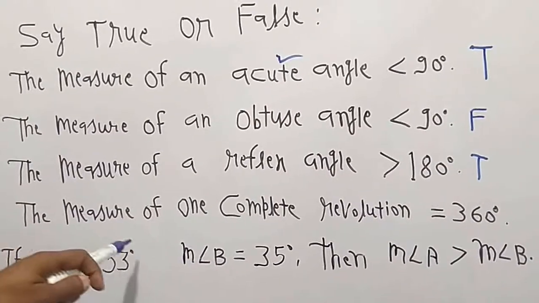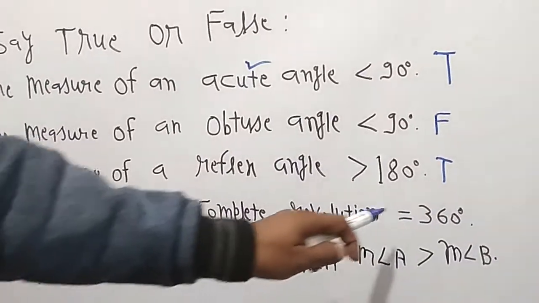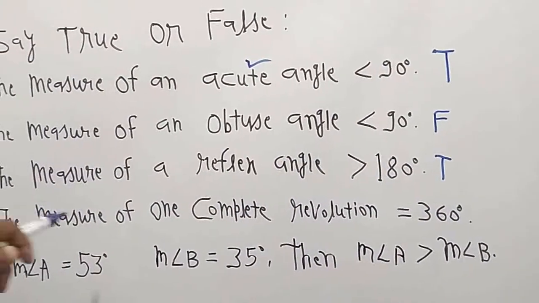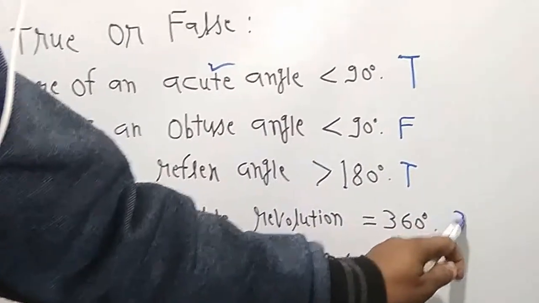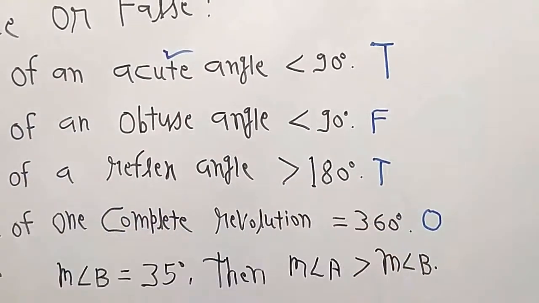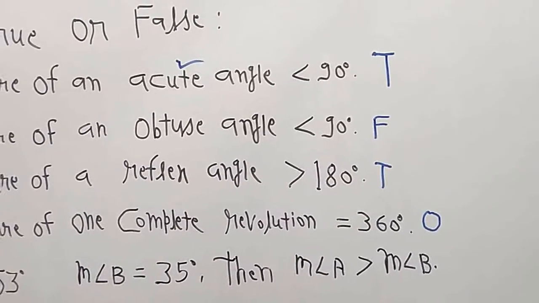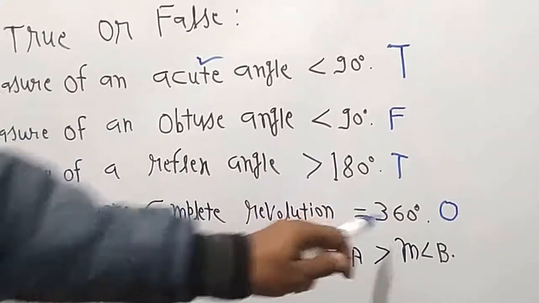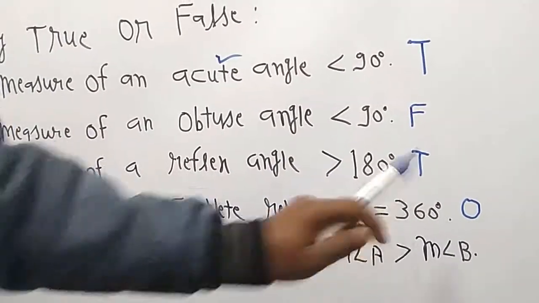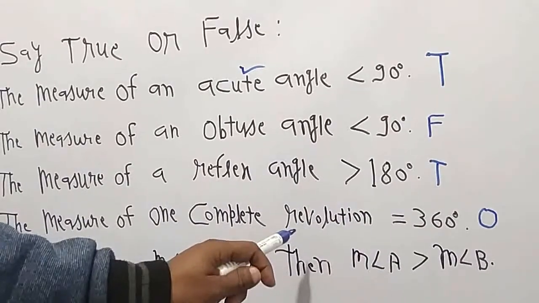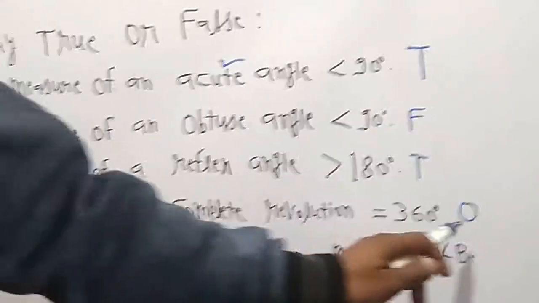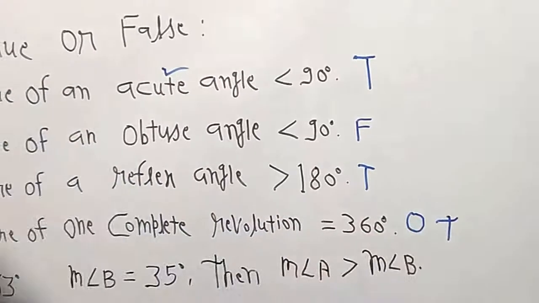The measurement of one complete revolution is equal to 360 degree. One complete revolution is like this. It is a circle and a complete measurement of circle is 360 degree. A complete angle is also 360 degree. So complete revolution is equal to 360 degree. It is a true statement.